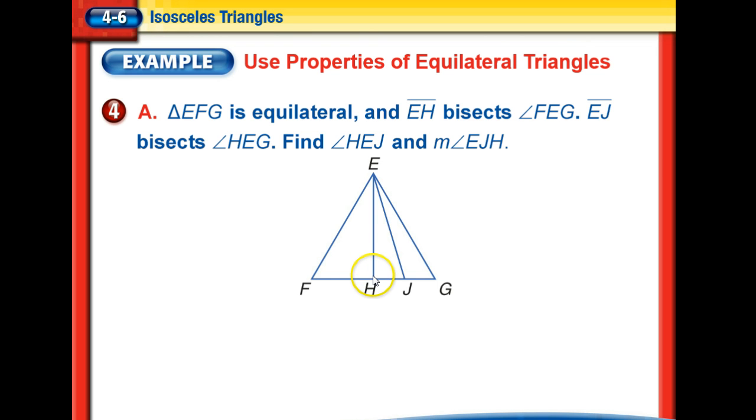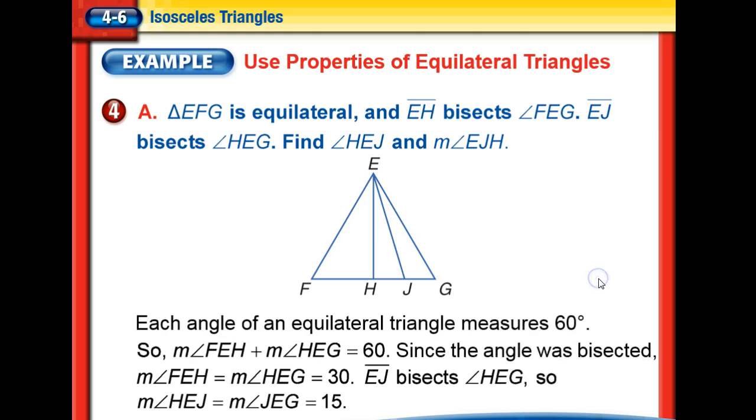Just reading through real quick. Okay, this forms a 90-degree angle here. It's perpendicular with the side. So that's going to be 90. So 180 minus 90 is 90. 90 minus 15 leaves us with 75 degrees for angle EJH. Let's see if that's what they do.